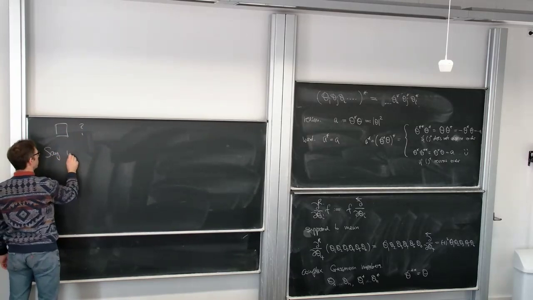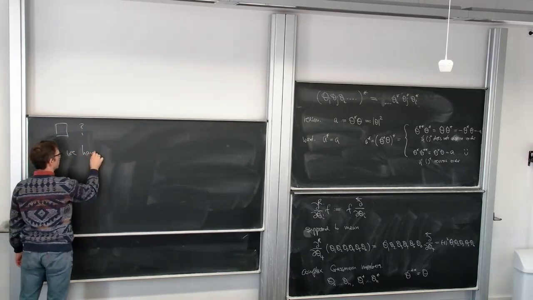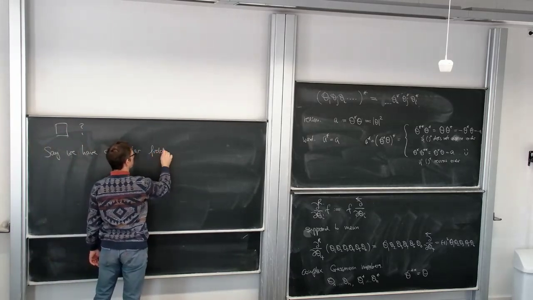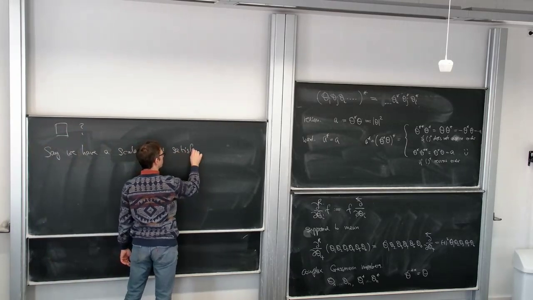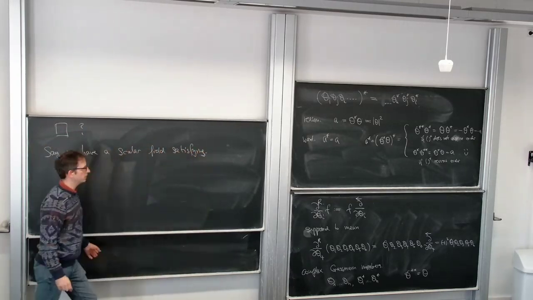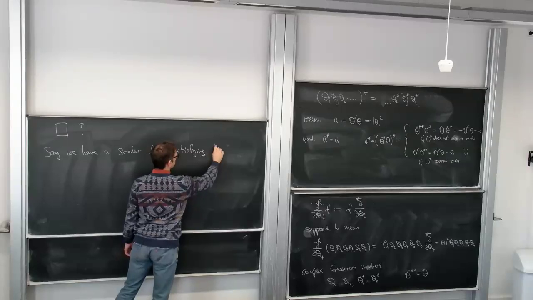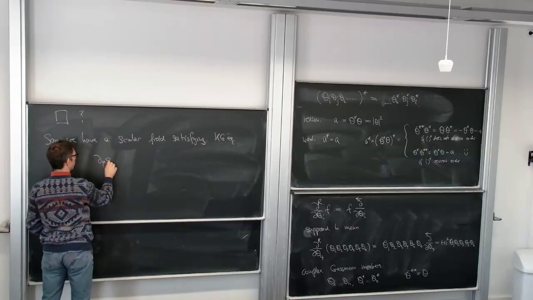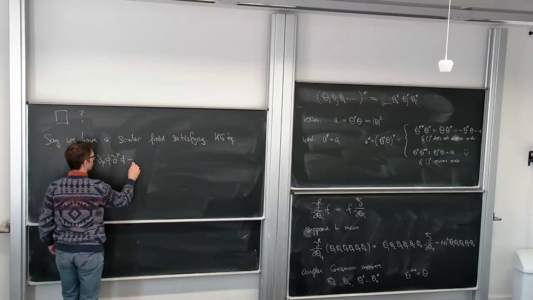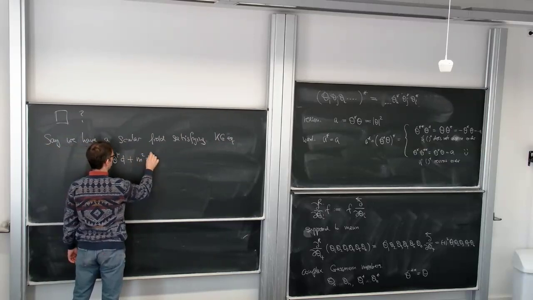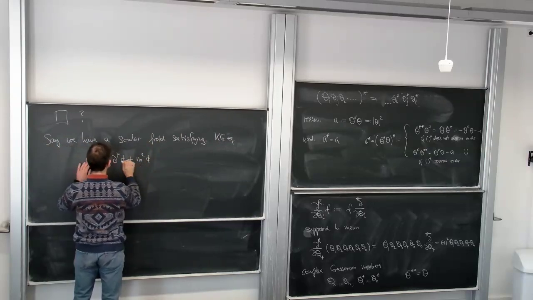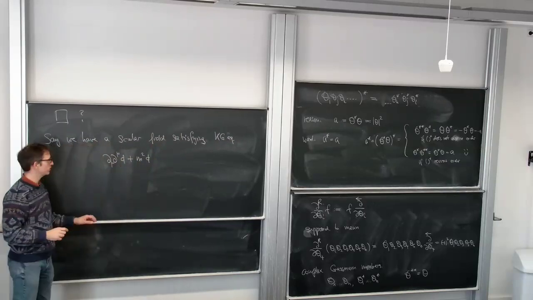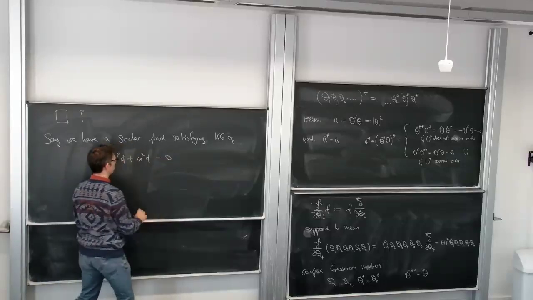Say we have a real scalar field satisfying the Klein-Gordon equation. So that means we have d mu d mu phi plus m squared phi equals zero. I don't even remember, and two derivatives, both, I was writing the action. So that's what we have.